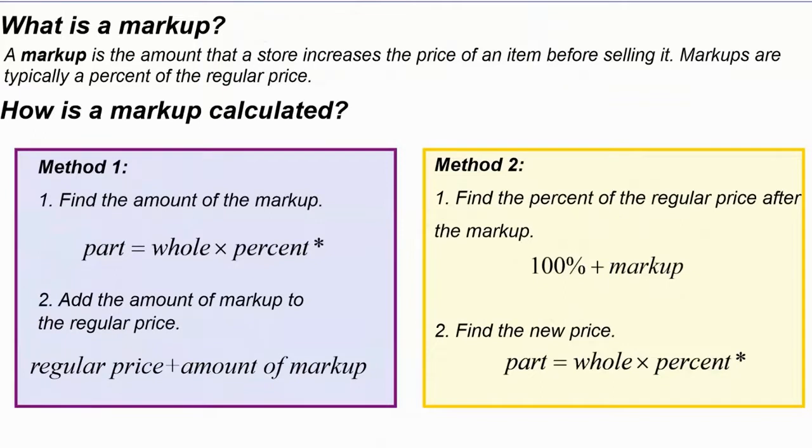So stores have to do this in order to make a profit, because if they sell something for the exact same price that they buy it, they don't make any money. So they have to mark up the price of the items that they sell. So how is a markup calculated?